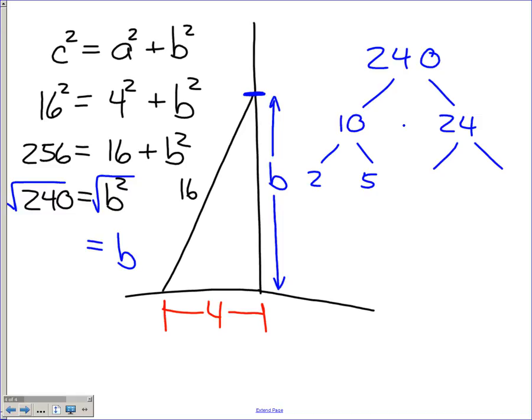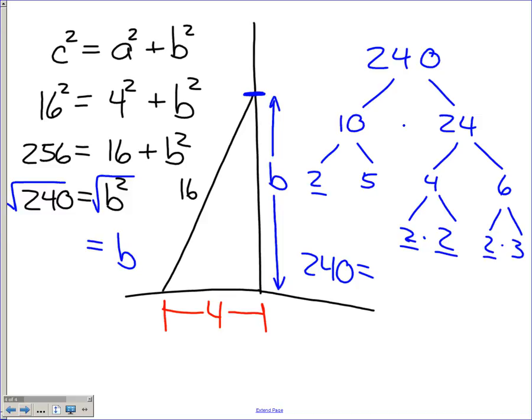We can break this not as 3 and 8 or 2 and 12, but 4 and 6. And then the 6 breaks down to 2 and 3, and the 4 breaks down to 2 and 2. So the prime factorization of 240 is 2 times 2 times 2 times 2, or 2 to the 4th power, times 3 times 5. There is our prime factorization. But look at the exponent on the 2. It's an even number.